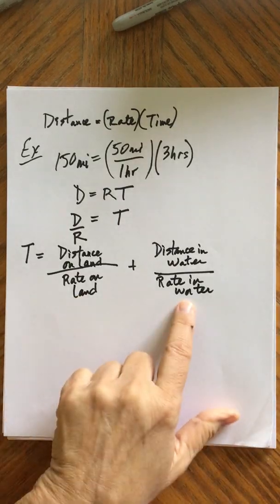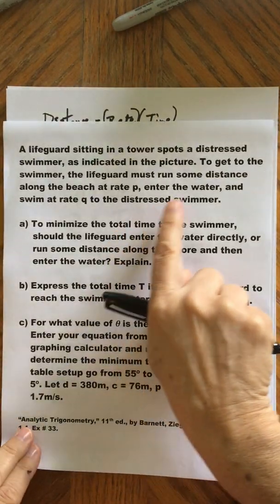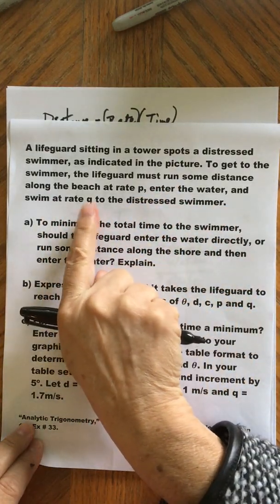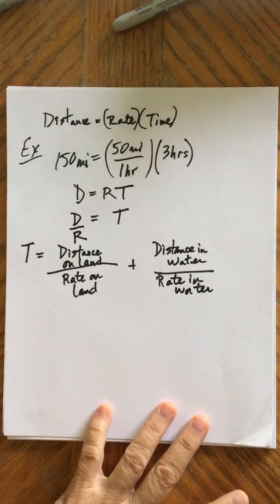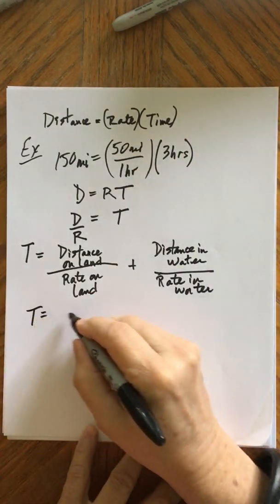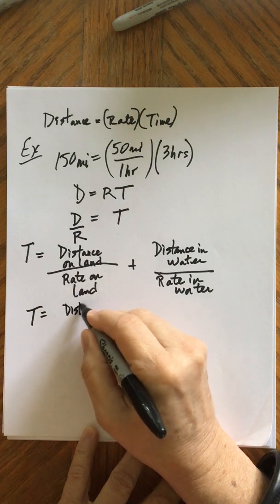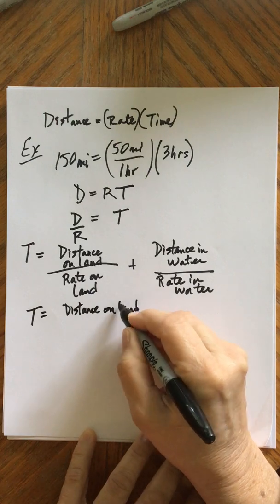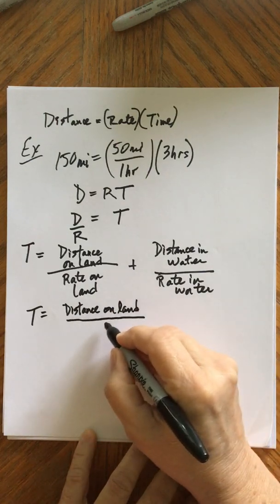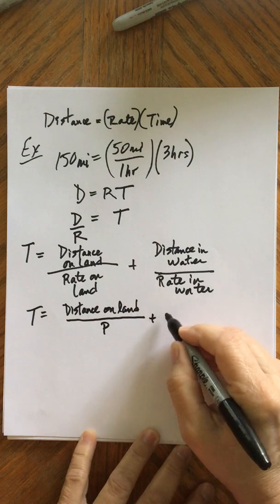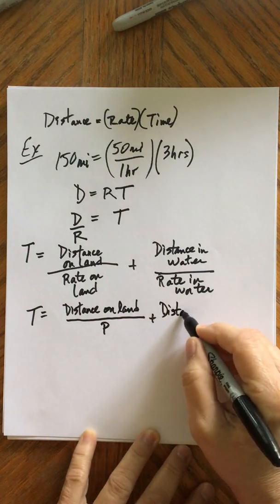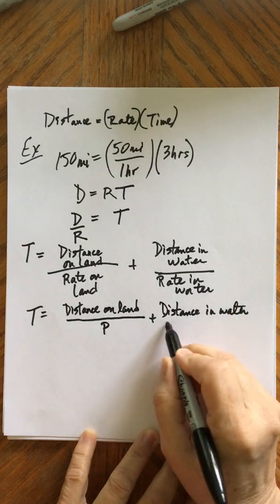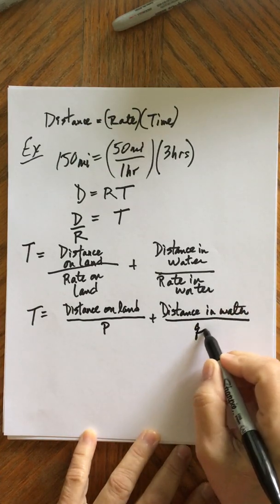They gave us the rate on land, the rate in water, even though they're just abstract. They said you can run at rate P, and this lifeguard can swim at rate Q. So let's plug that in. So that means we have T equals distance on land divided by P, plus distance in water divided by Q.